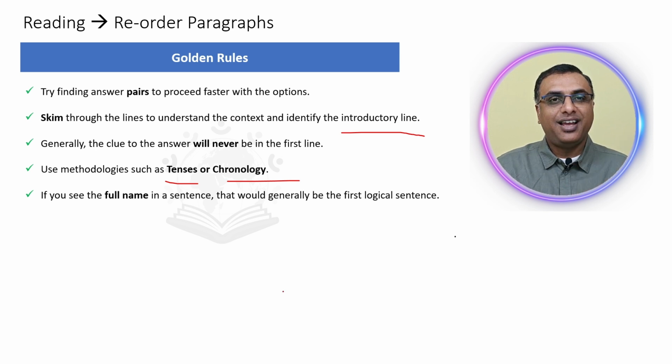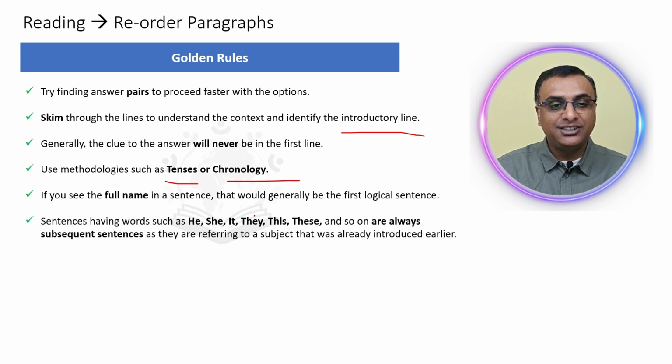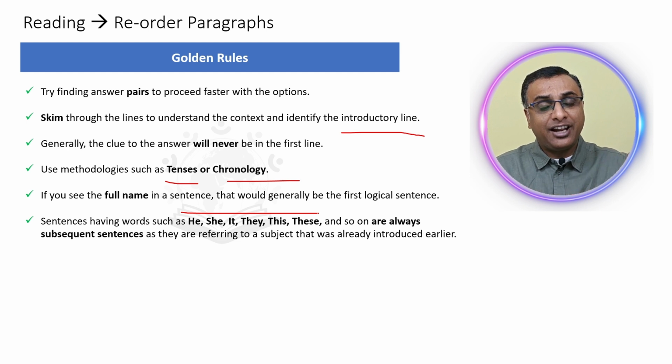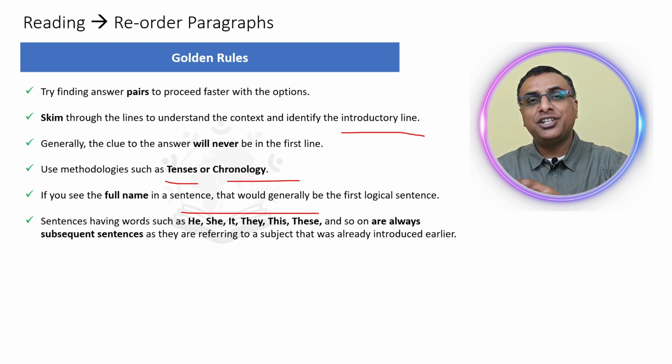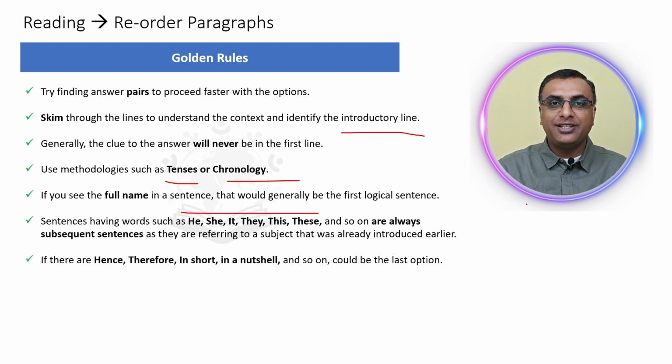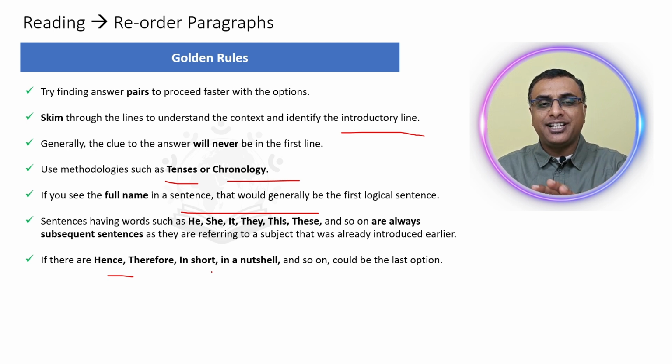Another easy clue to identify your logical sequence is if you see words such as he, she, it, they, these, and so forth. Remember, those will always be your subsequent sentences. The reason being, they've already introduced a subject. That is why they are referring to that subject in terms of he, she, it, they, these, and so forth. The next clue to identify a logical sequence is if you see words such as hence, therefore, in short, in a nutshell. These will all be your conclusion sentences, so this will be your last sentence in the logical sequence.